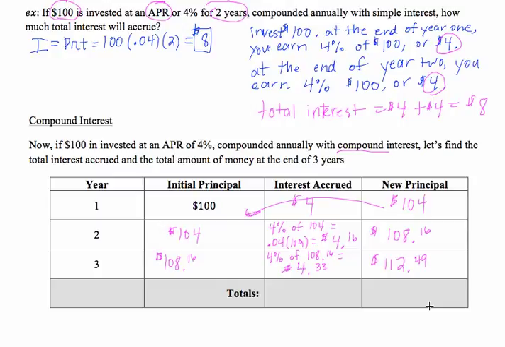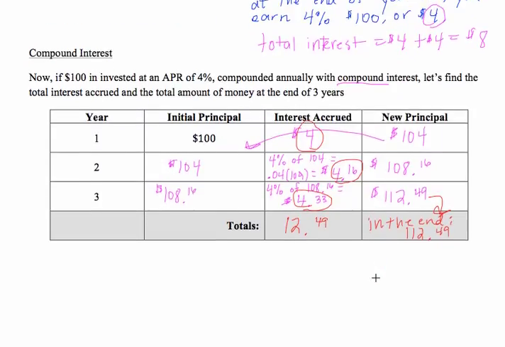Okay, so there's two interesting numbers here. One is how much interest total accrued. Well, the total interest accrued is the sum of the interest each year. So $4 plus $4.16 plus $4.33 is going to be $12.49. And then the other thing to look at is what you have in the end. In the end, the total amount is 112.49. Okay, so those are the two interesting numbers here.